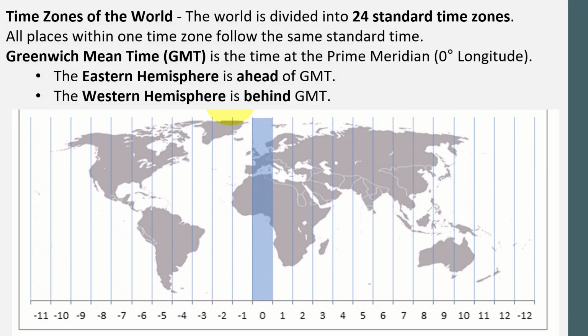The world is divided into 24 time zones. All places within one time zone follow the same standard time. Greenwich Mean Time is the time at the prime meridian. The Eastern Hemisphere is ahead of GMT. The Western Hemisphere is behind the Greenwich Mean Time.